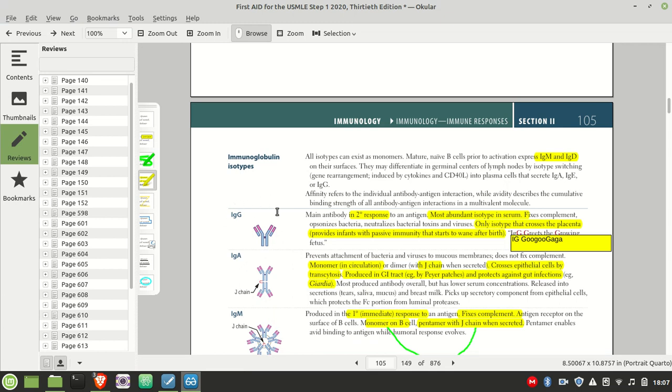But let's go to IgG. Everyone knows IgG is the secondary response. They love testing how abundant it is. This thing also crosses the placenta. They say Ig greets the growing fetus, whatever. Okay, you can just think Ig, goo goo gaga, and IgG. Or just remember that IgG crosses the placenta.